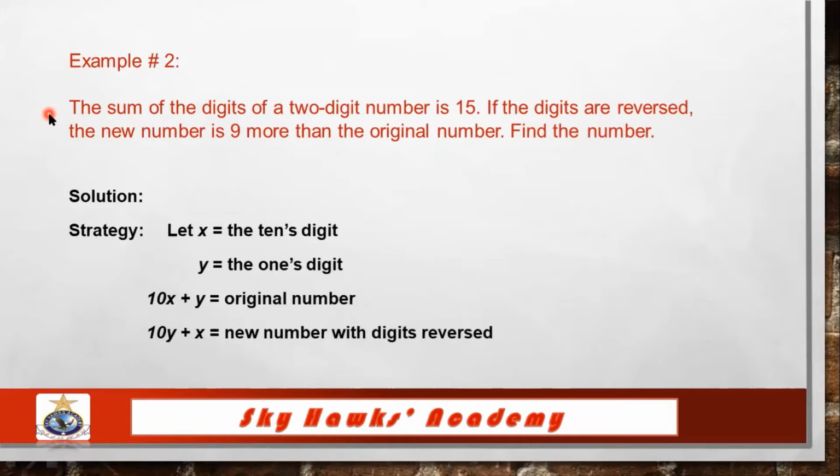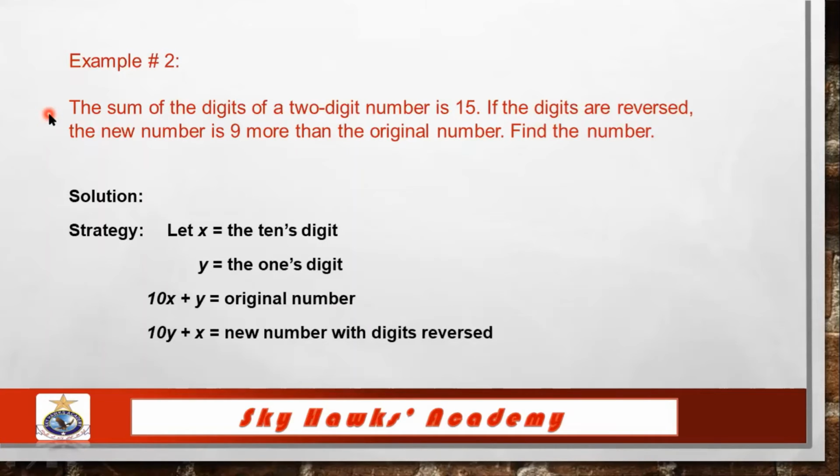Now you can talk to me. No need to write, just explain what's going on over here. If the two-digit number is, wait, the sum of the digits of a two-digit number. So if the digits are reversed, the new number is nine more than the original number. So that means the ones digit is bigger. No, no, no.